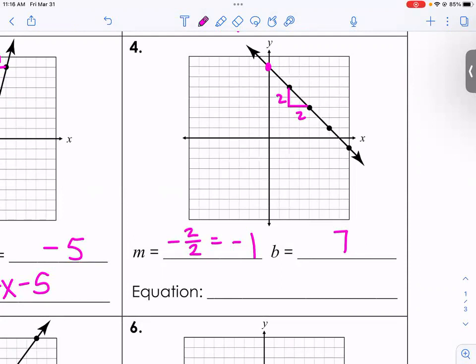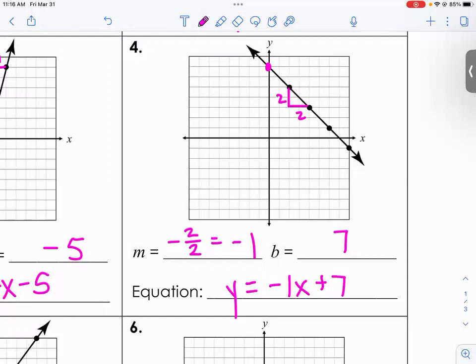Okay, 2 over 2, we need to write as 1, so -2 over 2 is -1. So you can either write y equals -1x plus 7, or if you wrote -x plus 7, remember that 1 is just implied. Okay, either way is fine with me. So it's the same number as the negative.